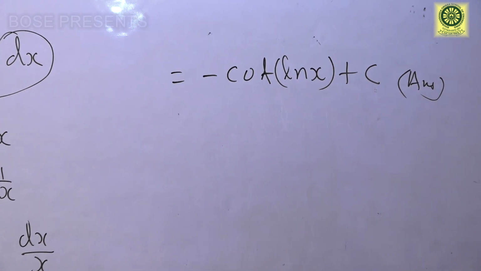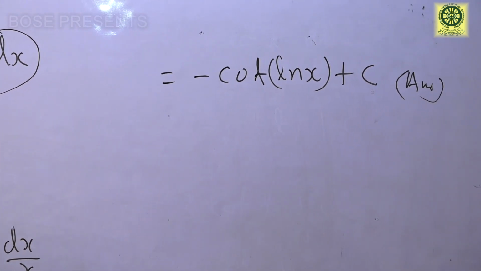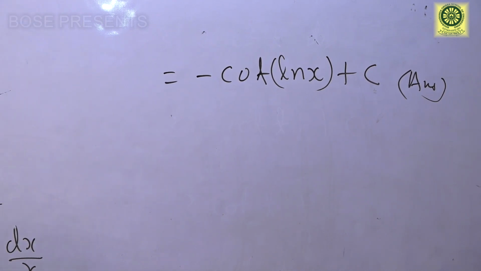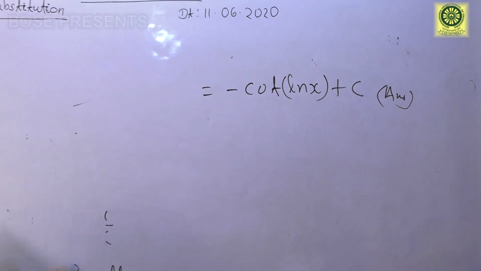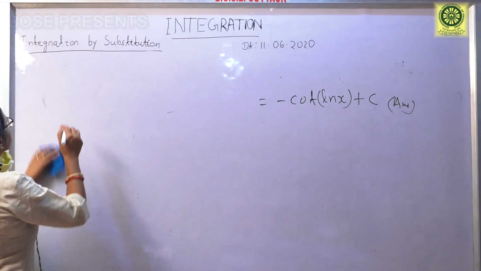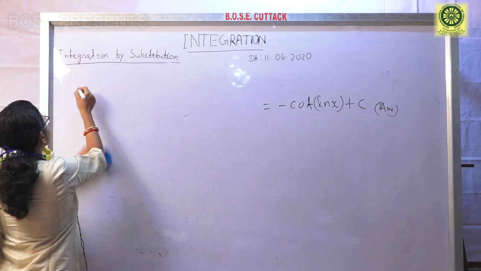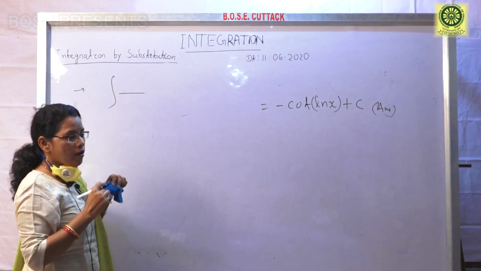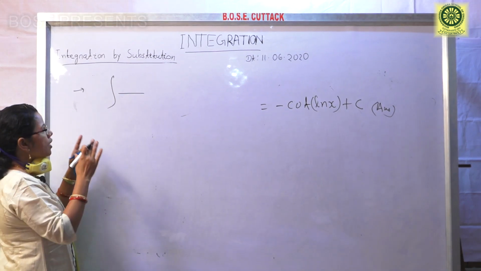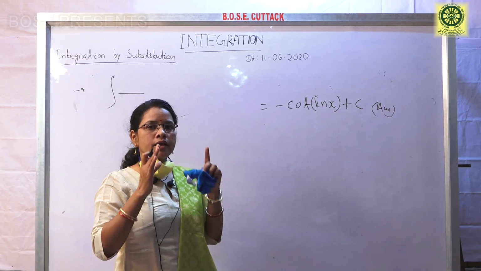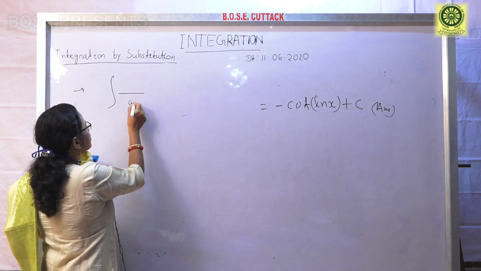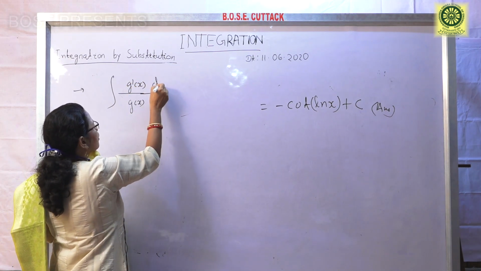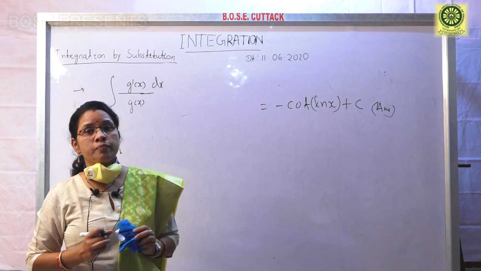Okay. Now let us come to another form of the integrand. When the integrand is a rational function, that is, if the integrand is of the form of rational function and the derivative of the denominator is in the numerator, okay, then how will you simplify this?